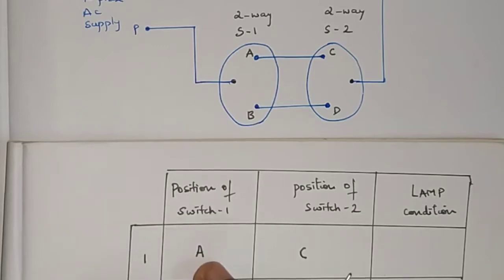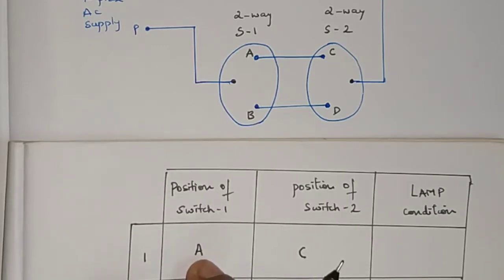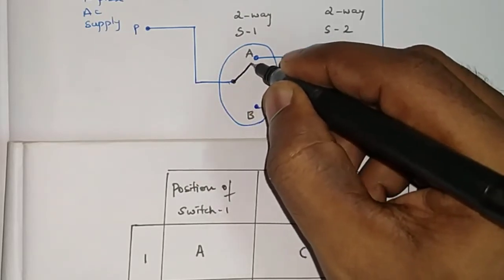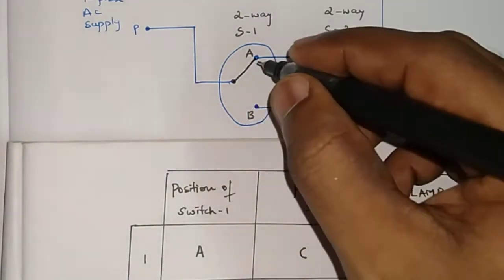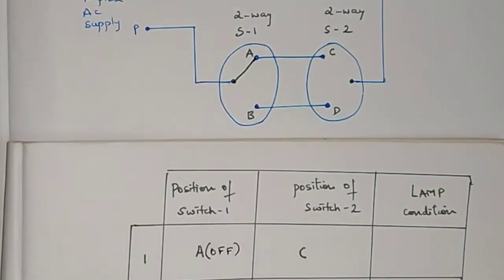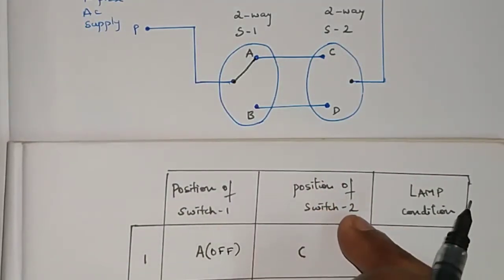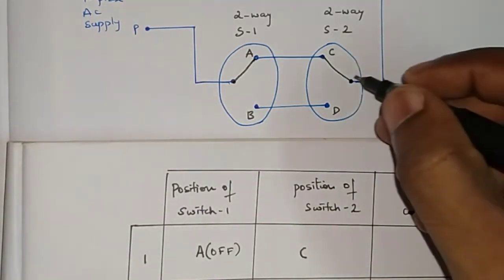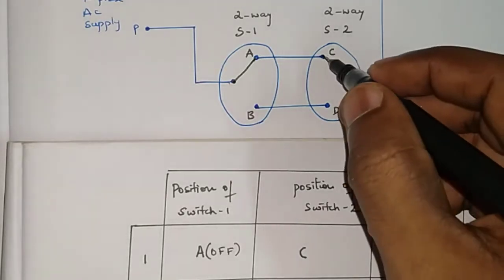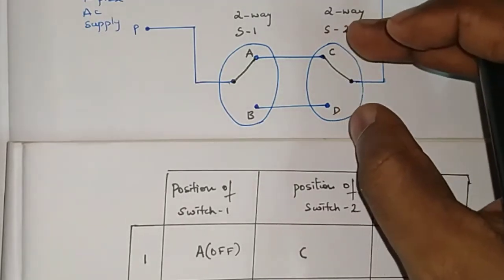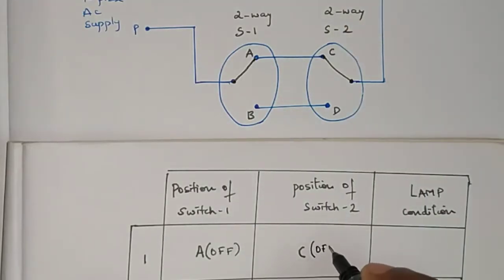In case number 1, the position of switch 1 is A. It means that the middle terminal of switch number 1 is connected to A. In this position, the switch will be in off condition. And the position of switch number 2, which we have taken as C in case number 1, means the middle terminal is connected to the first terminal, that is the C terminal, which we have written for switch number 2. In this position, switch 2 is in off condition.